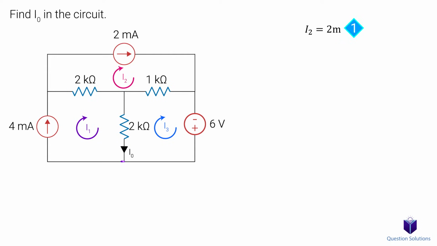The same is true for the bottom left mesh. We have a current source that's not shared between branches and is providing a constant 4 milliamps in the branch. That means our current I1 must equal 4 milliamps. That's our second equation.